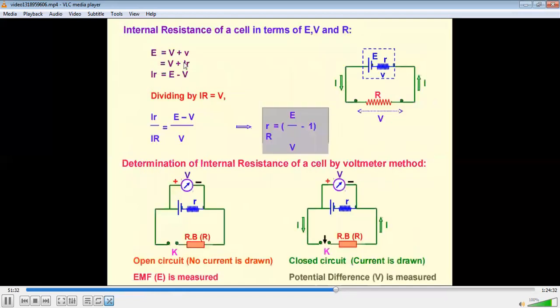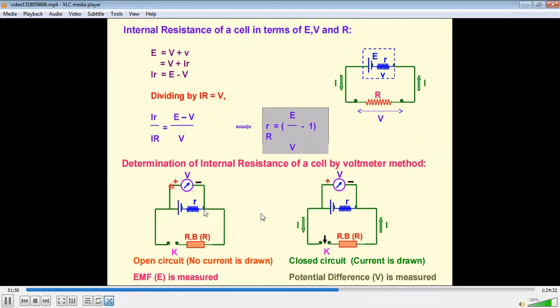Now, internal resistance of a cell in terms of EMF, potential difference and resistance. So you must know E = V + v, so I r = E - V. Dividing by V = IR, we get r by R. Here remember there is a mistake: r divided by R will be E divided by V minus 1.